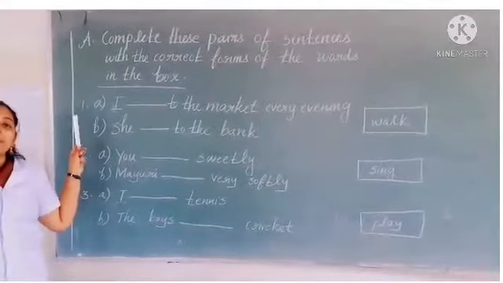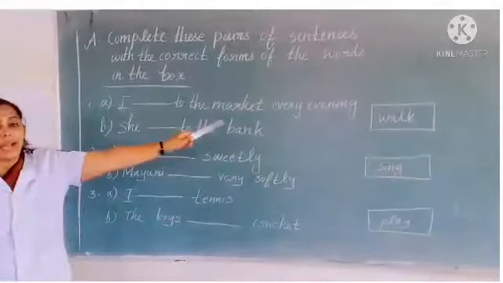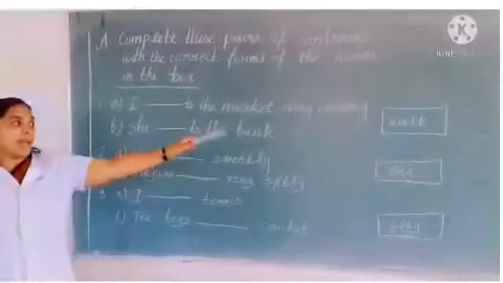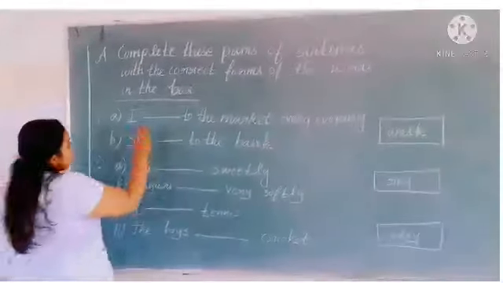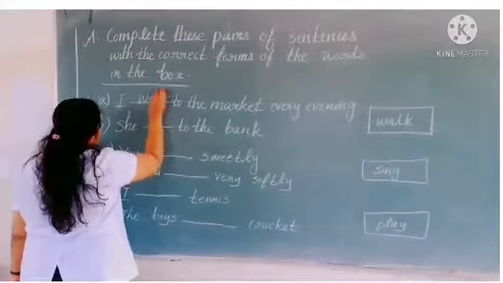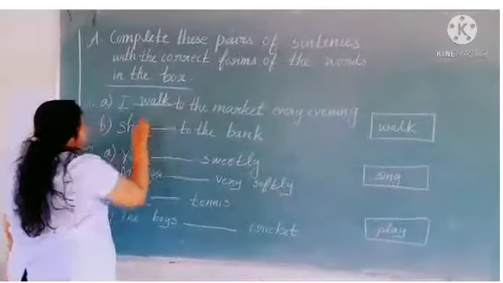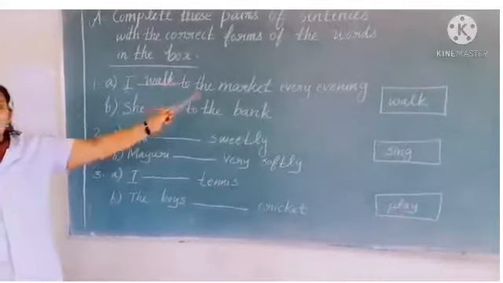I is a plural noun, so we do not add s with the verb. We can add only the word that is walk. I walk. I walk to the market every evening.